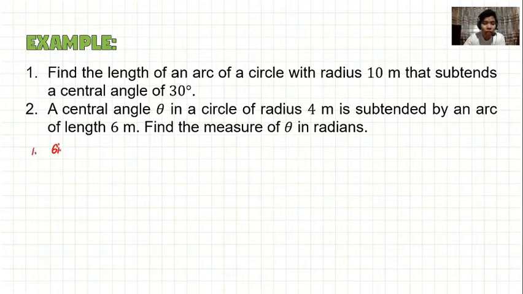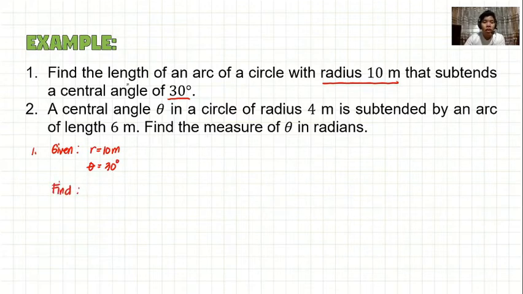So we have here given. First, we have the radius, which is 10 meters. So r is equal to 10 meters. And we have the measure of the central angle, which is 30 degrees. So theta is equal to 30 degrees. And we need to find the length of the arc, and that is your S. And that is equal to r times theta.